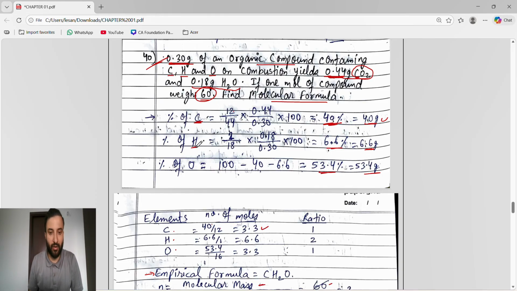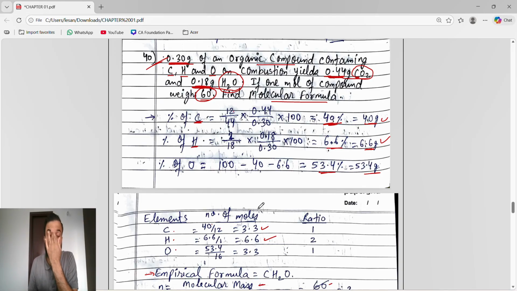Now the percentage of hydrogen. Hydrogen is present in this H2O. What is the total mass of hydrogen here? 2 hydrogen, so the mass is 2, divided by the total mass of H2O, which is 18, into 0.18, which we are getting from 0.30. So 0.18 divided by 0.30 into 100. When you solve this, you will get 6.6%, nothing but 6.6 gram. So the mass of hydrogen is 6.6, and the atomic mass of hydrogen is 1, so we'll get 6.6 here.